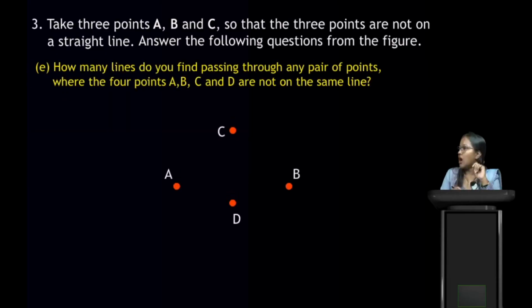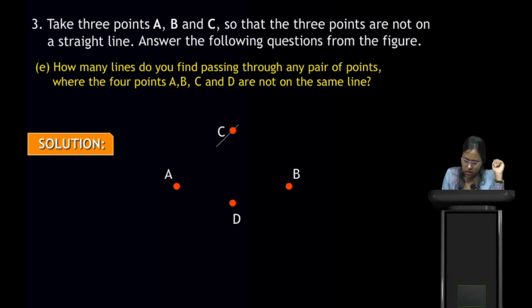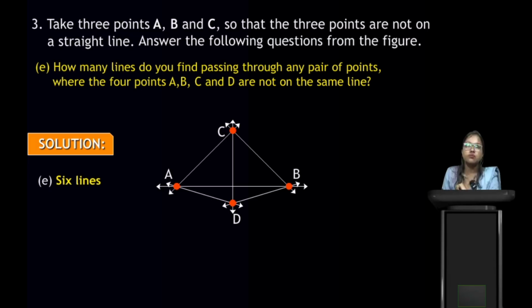Okay, now next question is, how many lines do you find passing through any pair of points where the 4 points A, B, C, D are not on the same line? So let's check again. Let's see the solution. So if you pass all the lines through these points, how many are possible? Total 6 in this case, because if you join the diagonals also, these are also passing through 2 different points. If you join the sides, here 4, and if you join the diagonals, then also more 2, so total 6 will come.